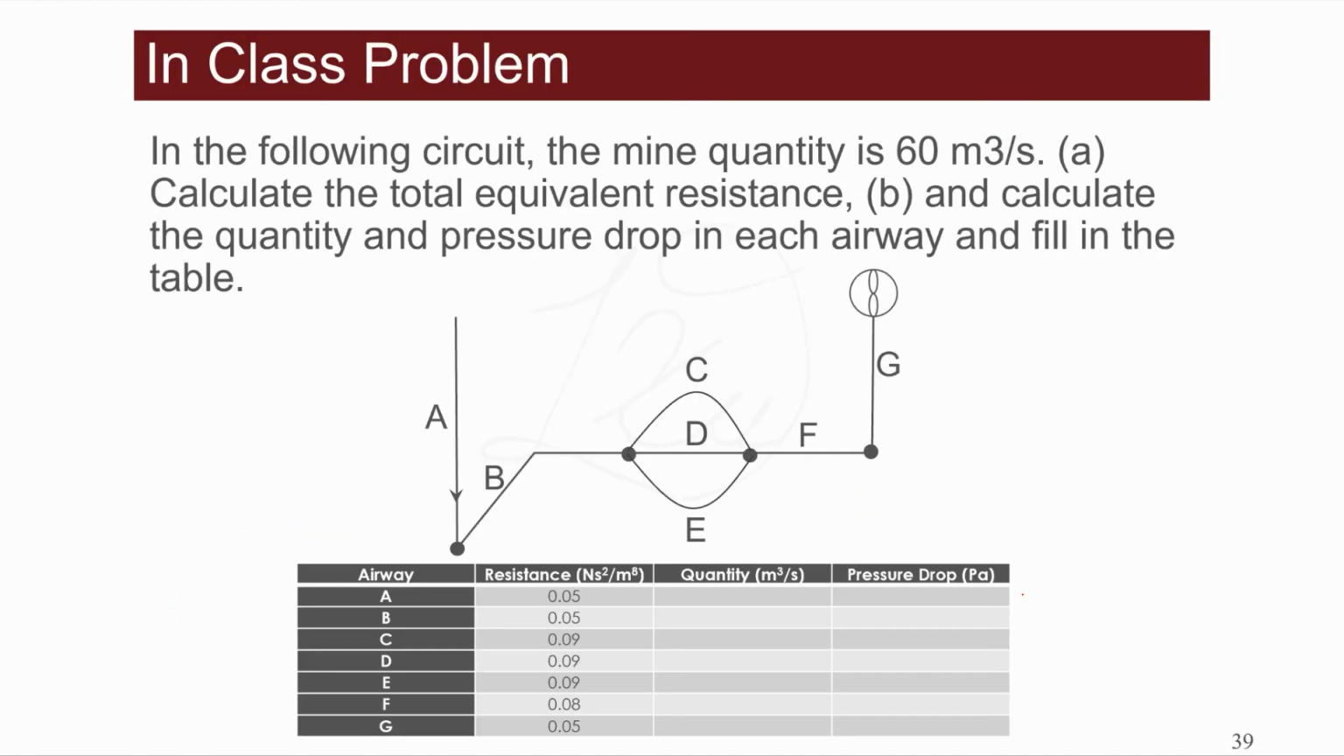Here is an example for you to practice. In the following ventilation circuit, the mine quantity is 60 cubic meters per second. Calculate the total equivalent resistance and calculate the quantity and pressure drop in each airway and fill in the table. So 60 cubic meters per second of air comes out from the mine, and the airway resistances are given. Here, as you notice, airways C, D, and E have the same resistance, and they are in parallel.